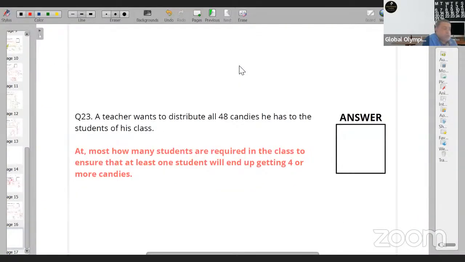The teacher wants to distribute all 48 candies he has to the students of his class. At most, how many students are required in the class to ensure that at least one student will end up getting 4 or more candies? So I had done this question, but I'll wait for her to solve it.